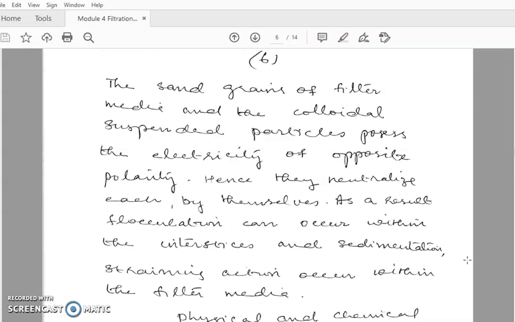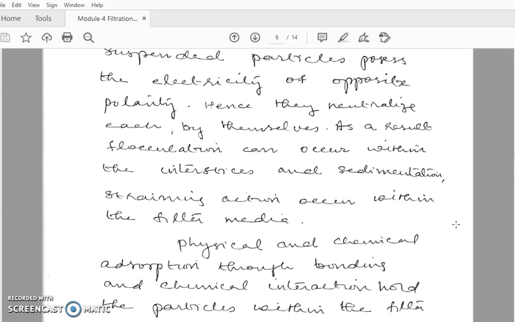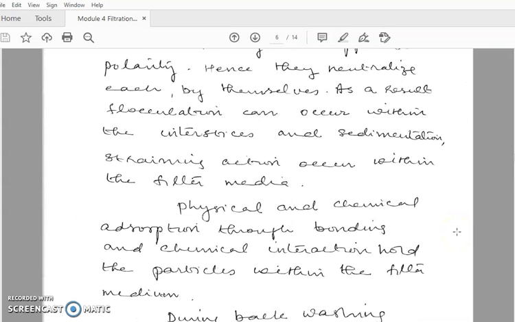It is not the outer surface, it is the very small pore spaces with water within the sand grains, the media and the particles. So then these particles will flocculate because now they do not have any charge, and they undergo sedimentation within the media. That is the electrolytic action. And because of all these processes, what is happening?